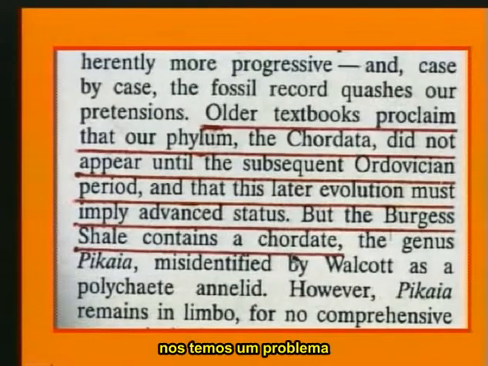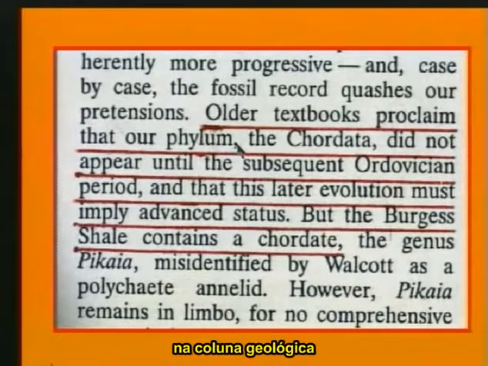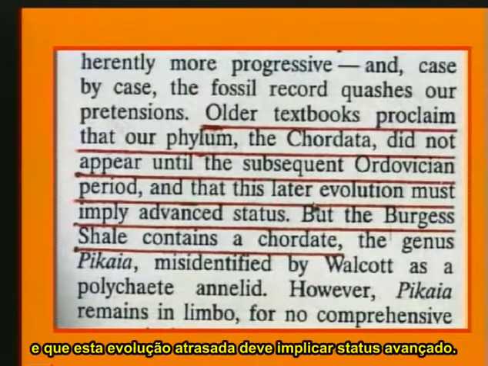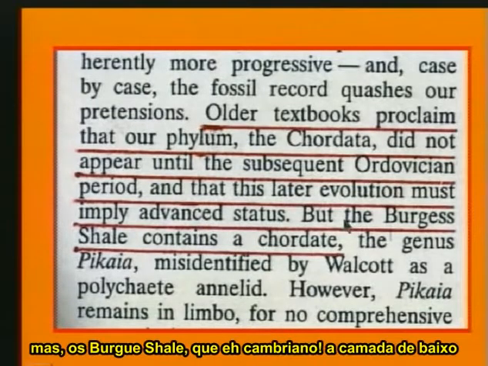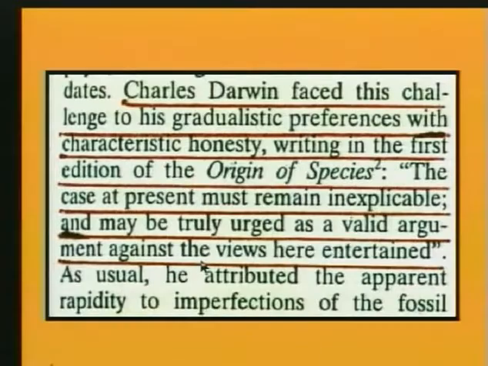We have a problem. He continues to say, all the textbooks proclaim that our phylum, that's the one we belong to, we come way up there in the geological column. The Chordata did not appear until the subsequent Ordovician period, and this later evolution must imply advanced status. So we're the advanced status. But the Burgess Shale, which is Cambrian, the lowest layer, contains chordates.